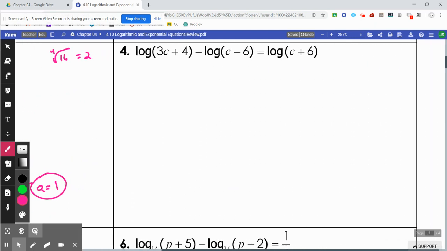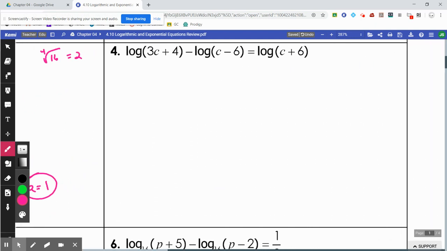Number 4. Again, we're going to condense our logarithms. A log minus a log, we're using our quotient rule. That'd be the log of 3c plus 4 over c minus 6. Now, right there, you could check. Sometimes that might factor and reduce. It doesn't here. So it's equal to the log of c plus 6.